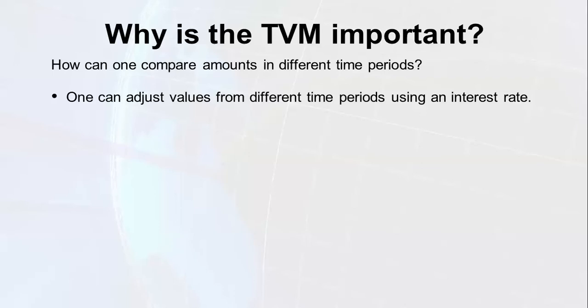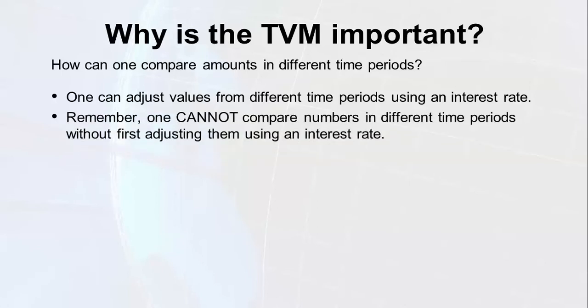So one can adjust value from different time periods using interest. If you add the interest amount to a dollar for 1 year, then you get the value of a dollar 1 year from now. We call that future value. So remember, one cannot compare numbers in different time periods without adjusting them using an interest rate.